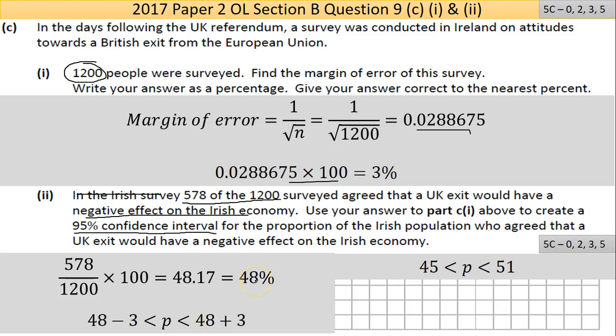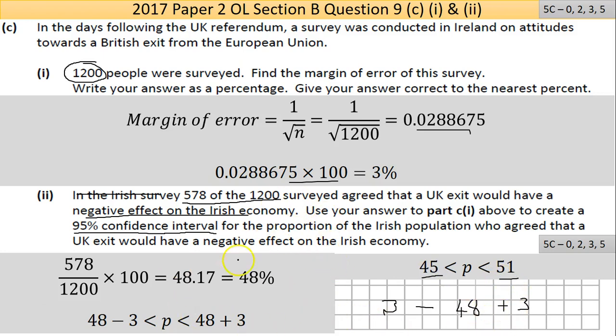So it's 48%. Put it this way: it's 48, and it could be 3% above that, or it could be 3% below that. You see, 48 take away 3 is 45 here, and 48 add the 3 is 51.